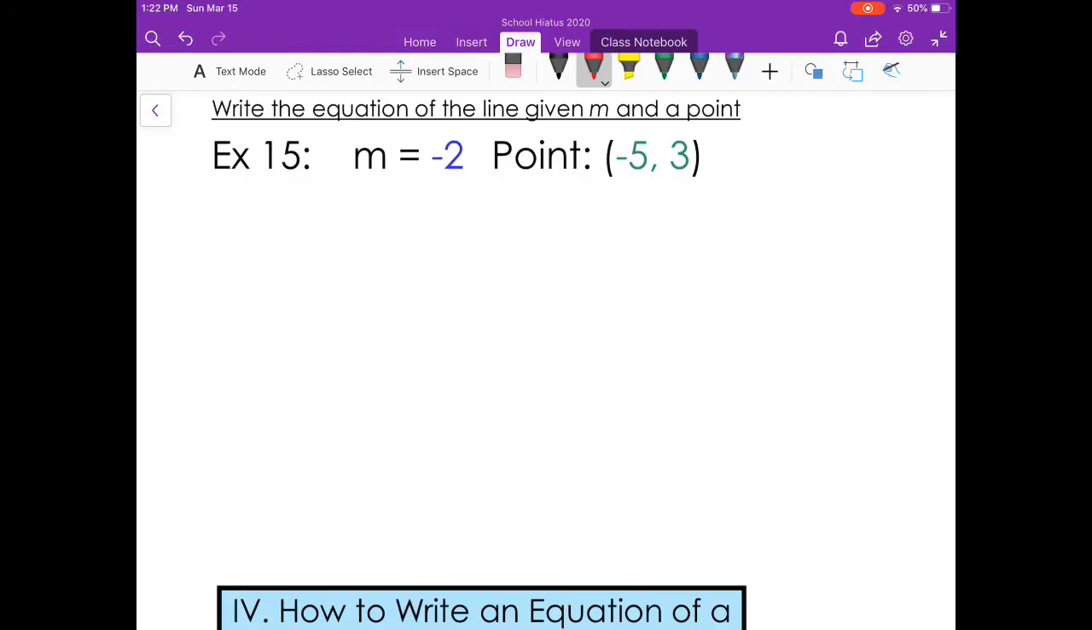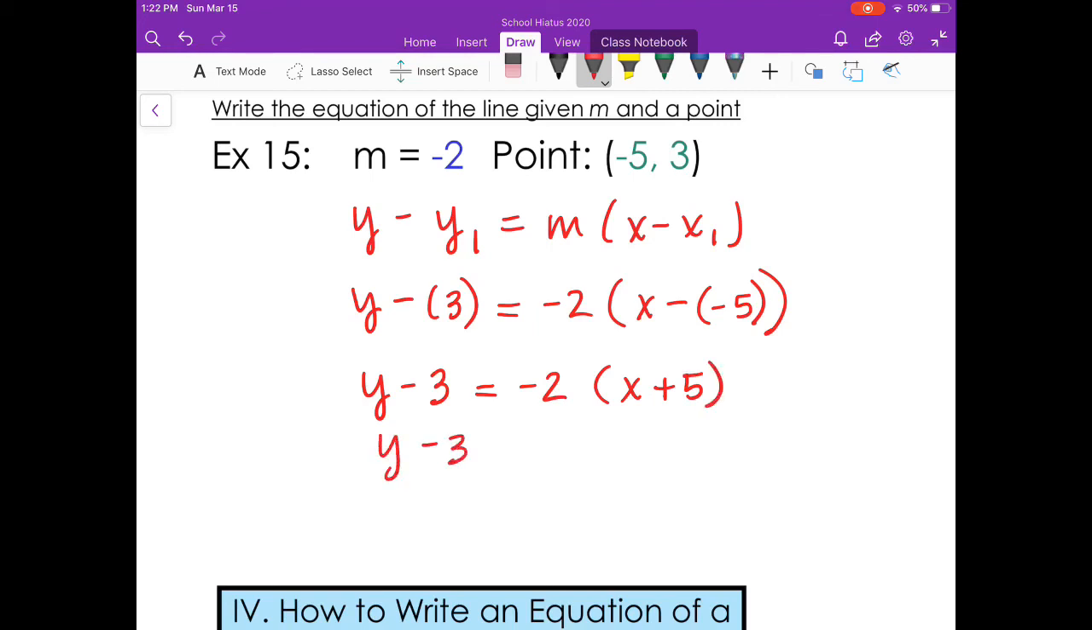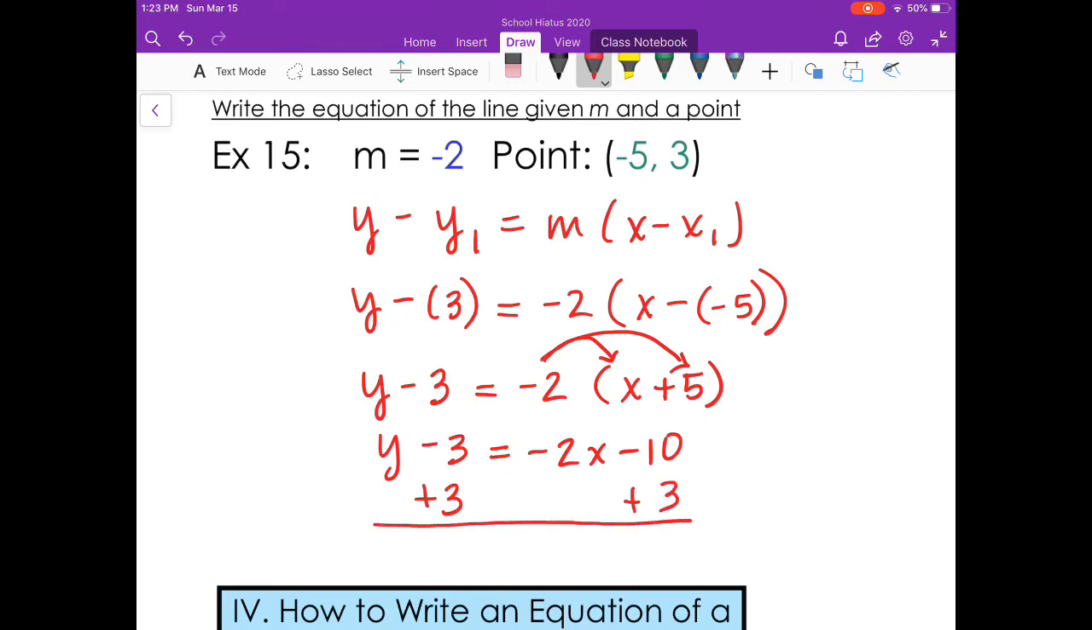Pause the video now to try this one on your own. Substitute the coordinates of the point and the slope into your equation. Simplify inside the parentheses by eliminating double signs. We don't want minus negative. We want to change that to a plus. Then distribute the -2. Be careful with your signs here. And finally, add 3 to the other side to isolate y. Now your equation is in the format y equals mx plus b.